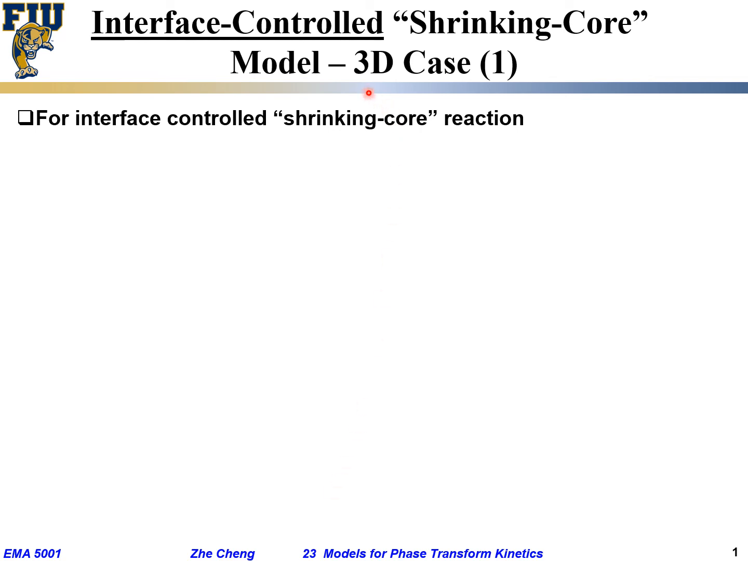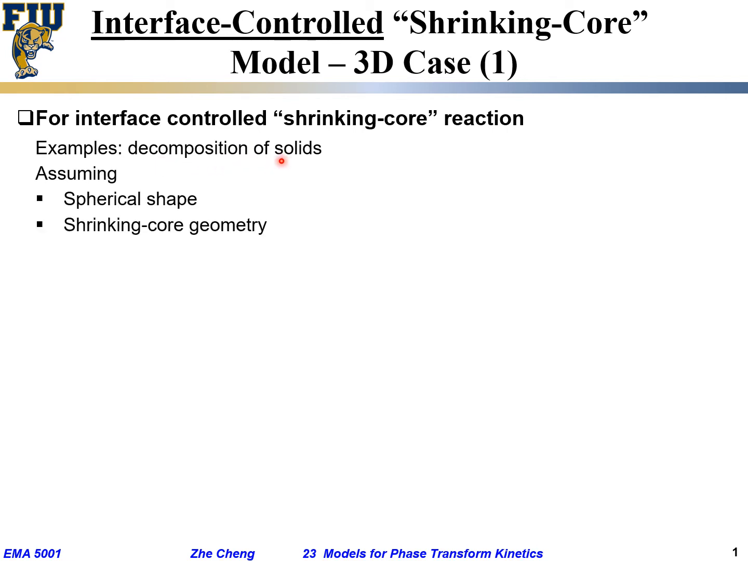The last model that we will talk about in certain depth would be the so-called interface-controlled shrinking core model. Instead of the reaction being diffusion controlled, in this case it's interface controlled. The rearrangement of the atoms from the matrix or host phase to the new phase now becomes the rate limiting step, while the diffusion would be relatively fast, for example, for interstitial diffusion. For interface-controlled shrinking core reaction, it happens typically for decomposition of solids that release gas.